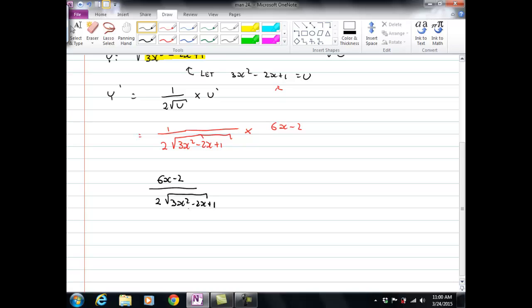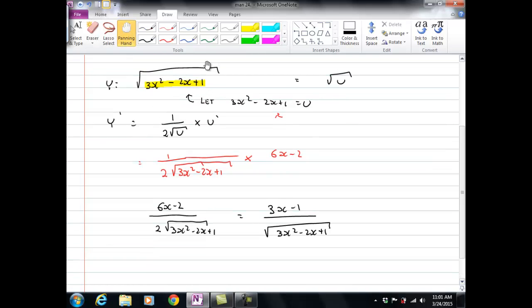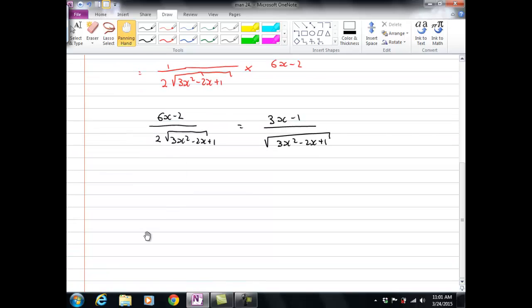You can do one more thing to that. Take it and simplify it for me, please. What can you do? I can get rid of 2. So in reality, you should have 3x minus 1 over root of 3x squared minus 2x plus 1. The concept of this chain rule is I work from outside, and outside is this farthest thing, and then I take the derivative inside. Everything you've been doing before is actually chain rule without you realizing it.